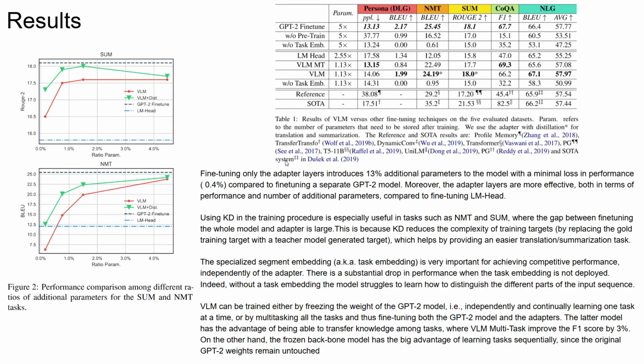The first one being fine tuning, only the adapter introduces 13% additional parameters, when compared to full fine tuning, where you get 100% additional parameters. And then the loss in performance is only 0.4% compared to fine tuning a full GPT-2 model. And then the adaptive layers are more effective both in terms of performance and the number of additional parameters compared to fine tuning only the language model head.